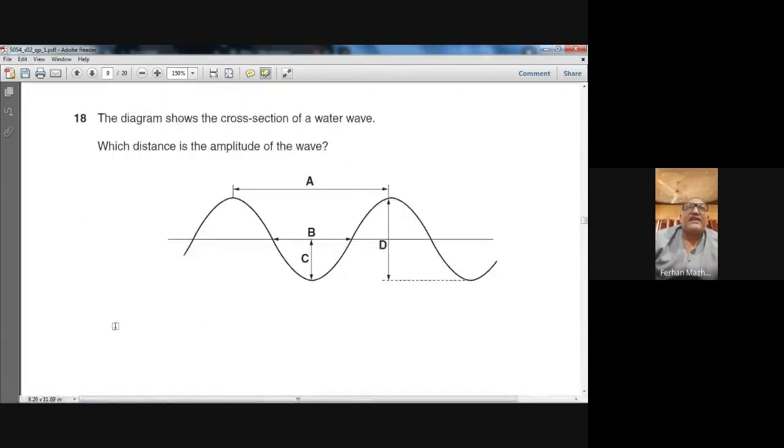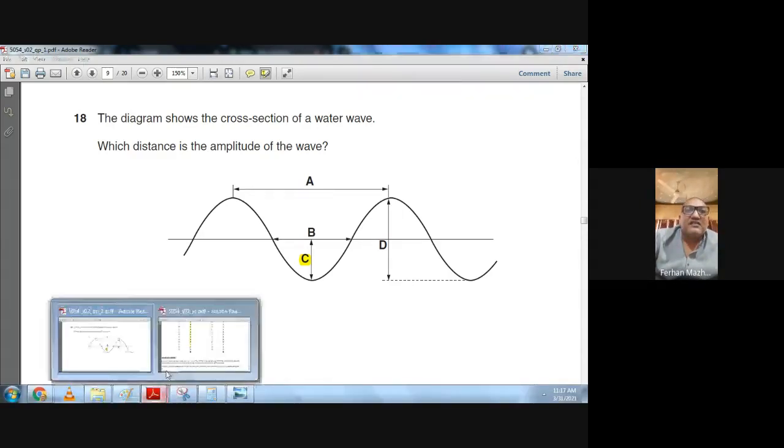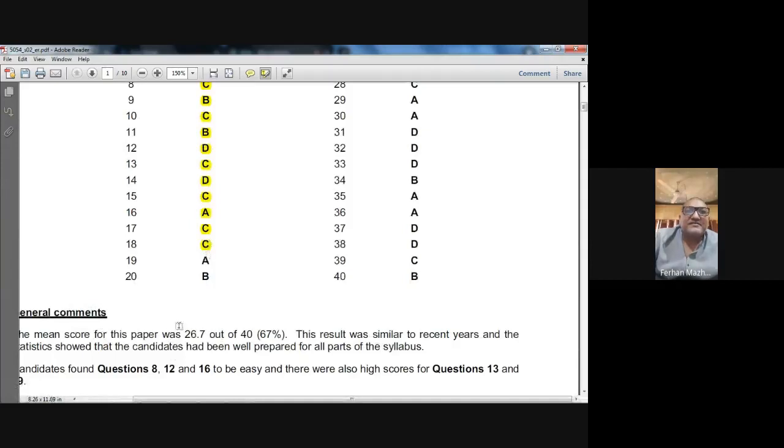Okay, question number 18 on your screen. The diagram shows the cross section of a water wave. Which distance is the amplitude of the wave? Amplitude means from the mean position, how high or how low you went. C is the right answer. So C is the choice. Question number 18, C is the right choice.